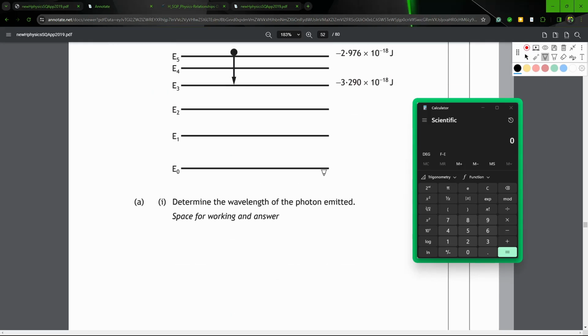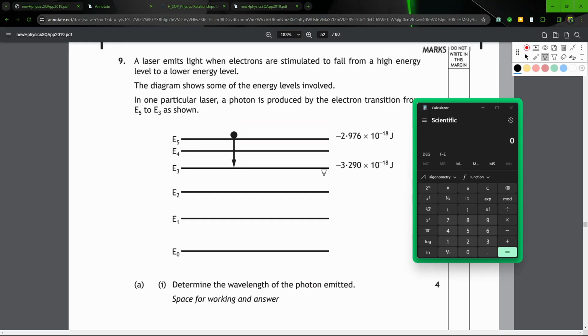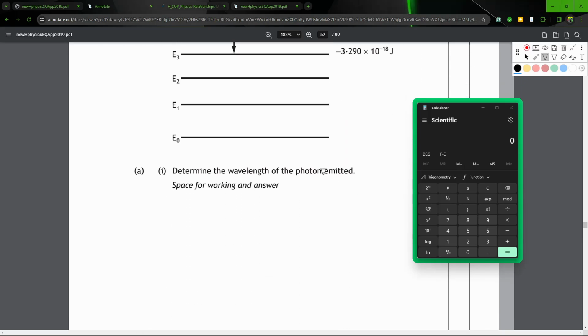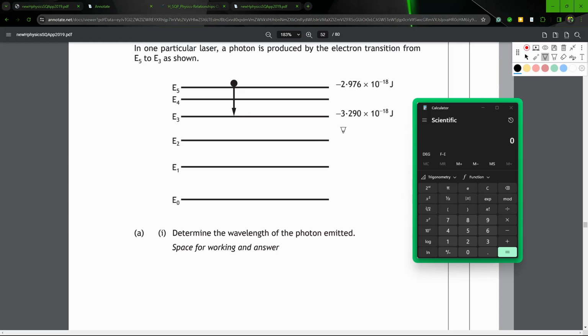So, how are we going to solve this? Well, firstly, we're going to calculate the energy of the photon. We can do that by calculating the difference between these two numbers. Secondly, we can use that energy to calculate the frequency of the photon. And then we can use that frequency to calculate the wavelength. And we've answered the question. So let's get cracking then, eh?